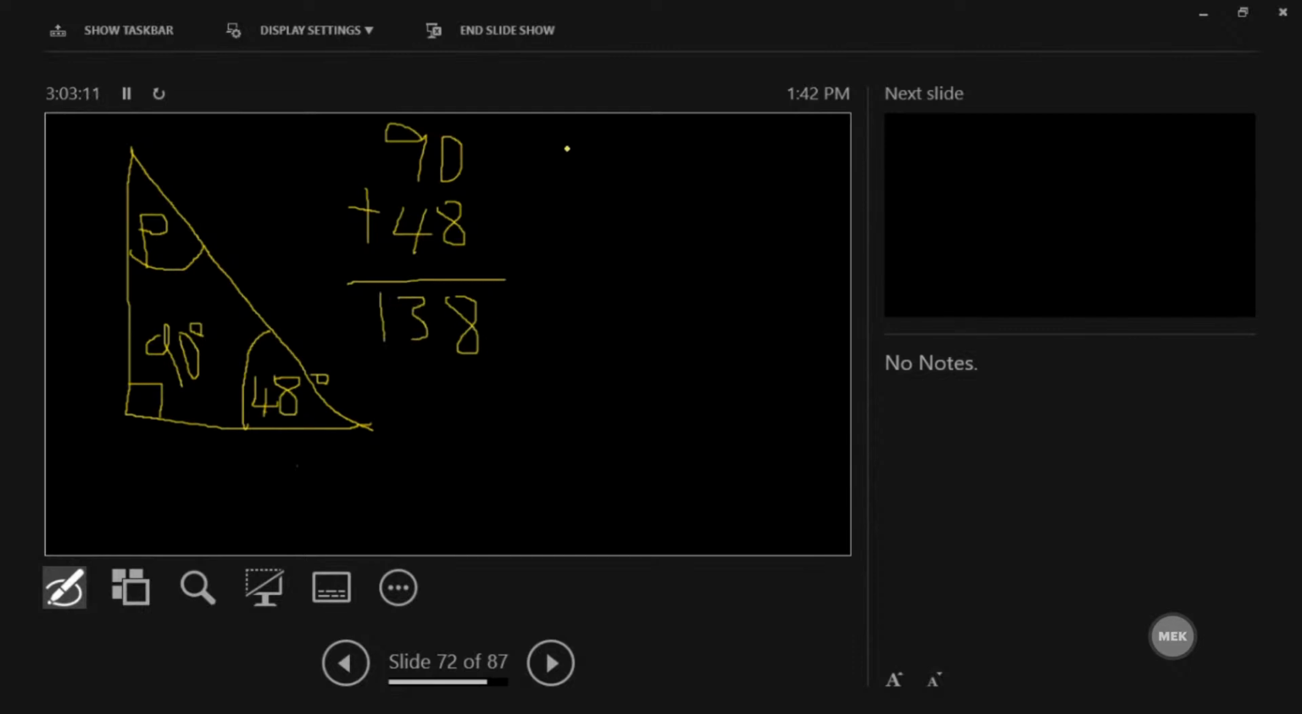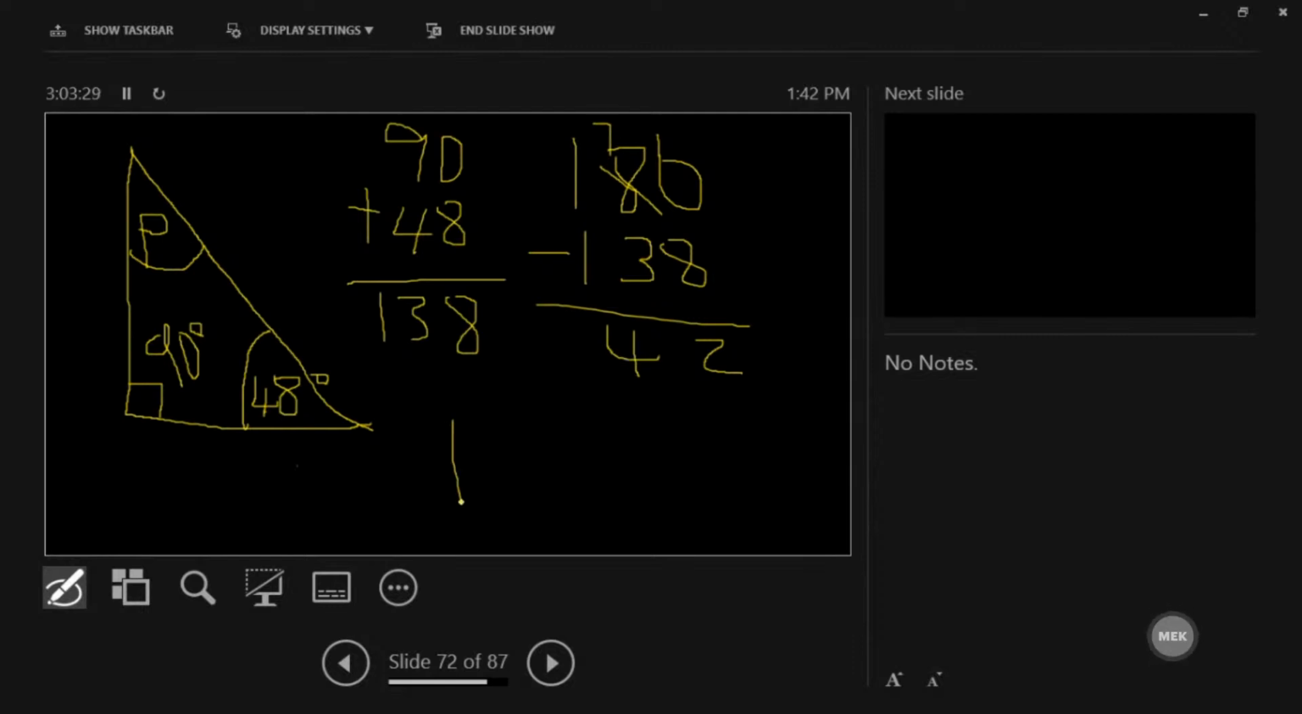And then, just like with the two triangles before, we take that from 180 because we know all three angles must add up to 180. All right, so that's 7, and that leaves 2. So angle P is 42 degrees. Yeah, right, angle P is 42 degrees.